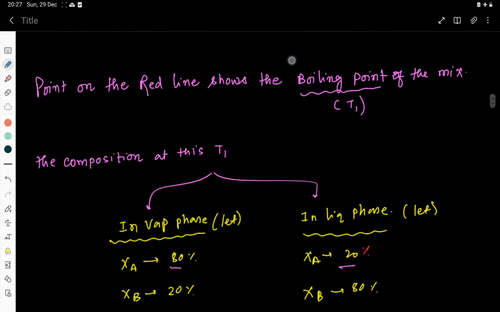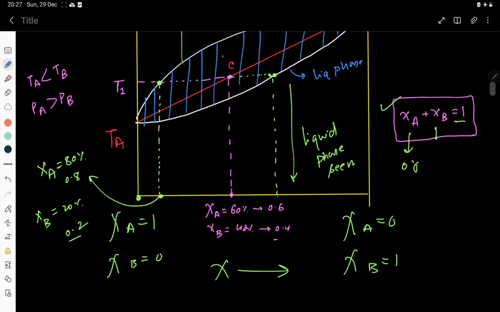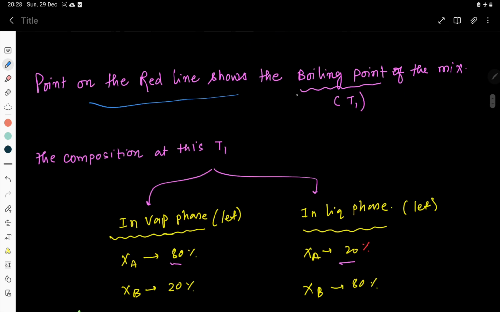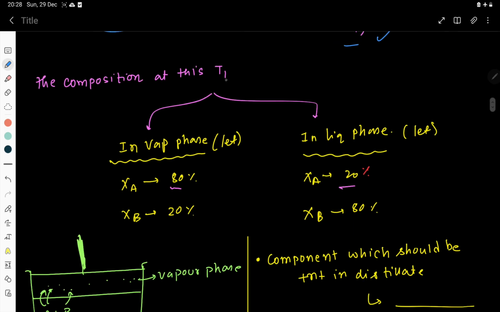Now see, I have already discussed this. The point on the red line, that is this point, shows the boiling point of the mixture. The composition at this temperature T1 in the vapor phase is xA, or you can also say chi A equal to 80%, or 0.8, and chi B equal to 20%, or 0.2.